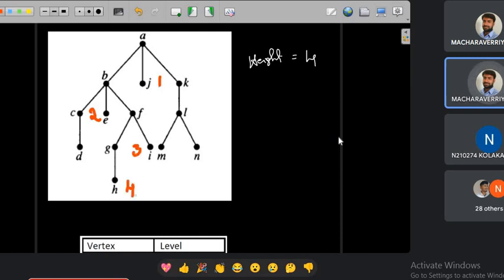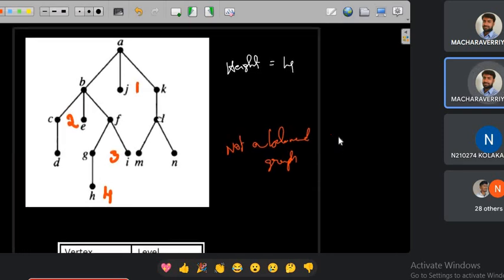Okay, not all leaves are staying either at height 4 or 3. There are also leaves which are available at level 1 and 2. Therefore, this is not a balanced graph. It's very clear that this is not a balanced graph. All right. Now, the question is to find the height of the tree.